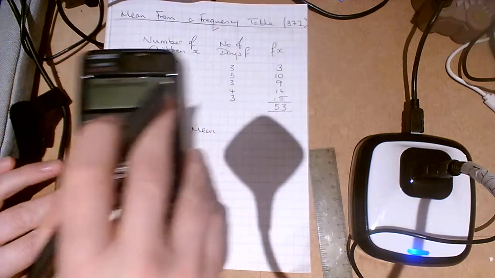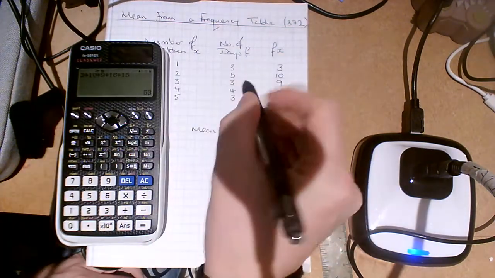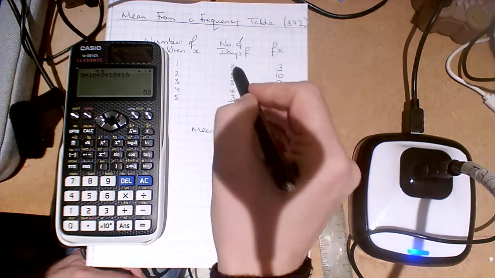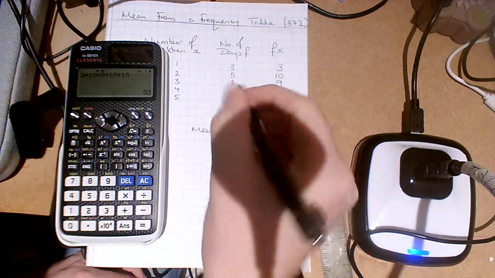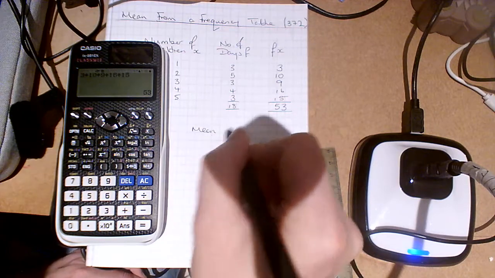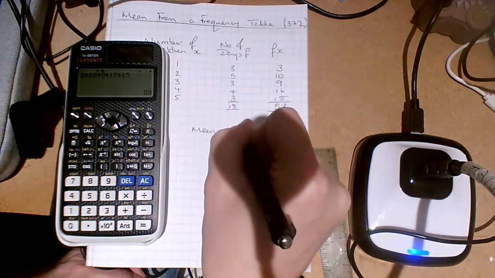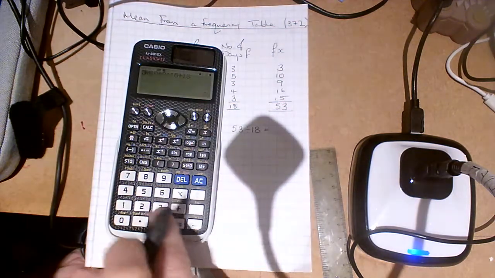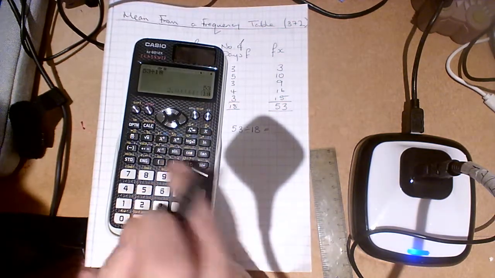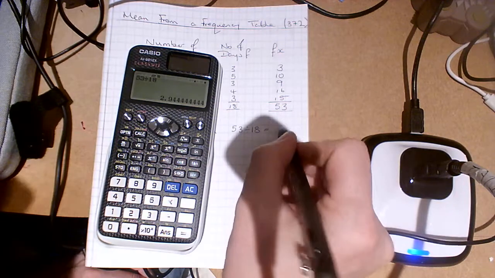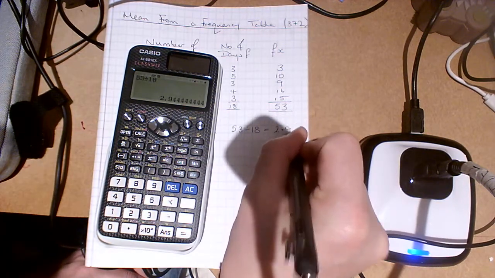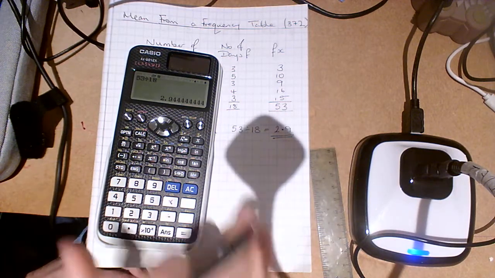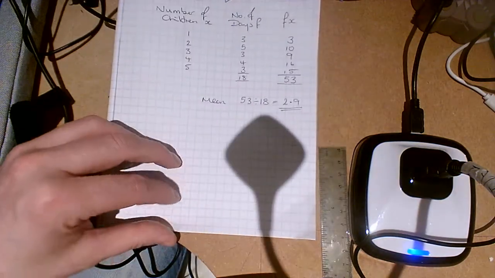Then I need to know how many days there were altogether, so I need to add up this column. That's 3, 5 is 8, 3 is 11, 15, 18. For the mean, I just take this number, 53, and divide it by 18. On the calculator, 53 divided by 18 gives 2.94444, which rounds to 2.9 to 1 decimal place. So there's the answer to that one: 2.9 to 1 decimal place.